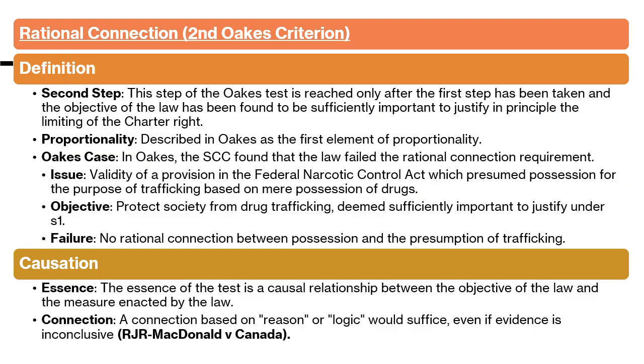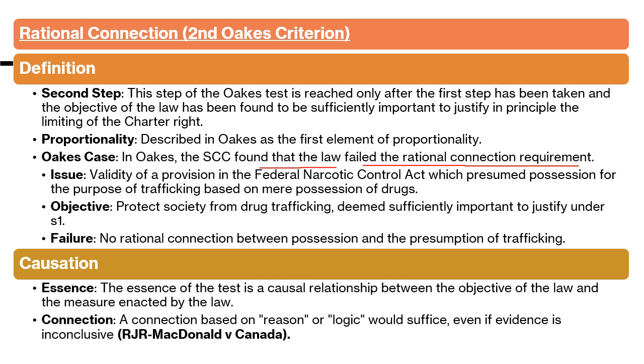So then the second criterion is rational connection. This step is reached only after the first step has been taken. Firstly, you have to see the objective, then proportionality. This is the first element of proportionality described in Oakes. The Supreme Court of Canada found that the law failed the rational connection requirement in this particular case.